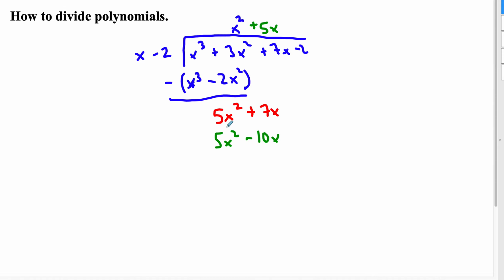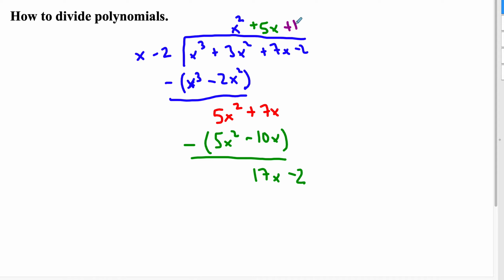If all works out, then we've got the like terms lined up, right? And then we're going to subtract the whole thing. This is gone. 7 minus a negative, why, that's 17x, and then we bring down the minus 2, okay? Now, can we fit an x inside of 17x? Yes. Let's change colors here. How about purple? X times what is 17x?